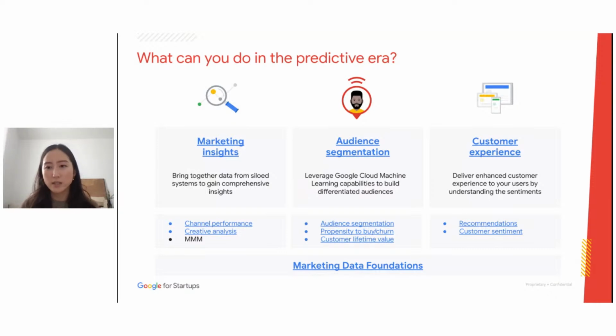And the last use case is all about customer experience. This is about providing an enhanced customer experience to your users by understanding their sentiment and then using that sentiment to deliver real time experiences. So, a common KPI regarding this could be brand favorability, maybe a loyalty percentage.